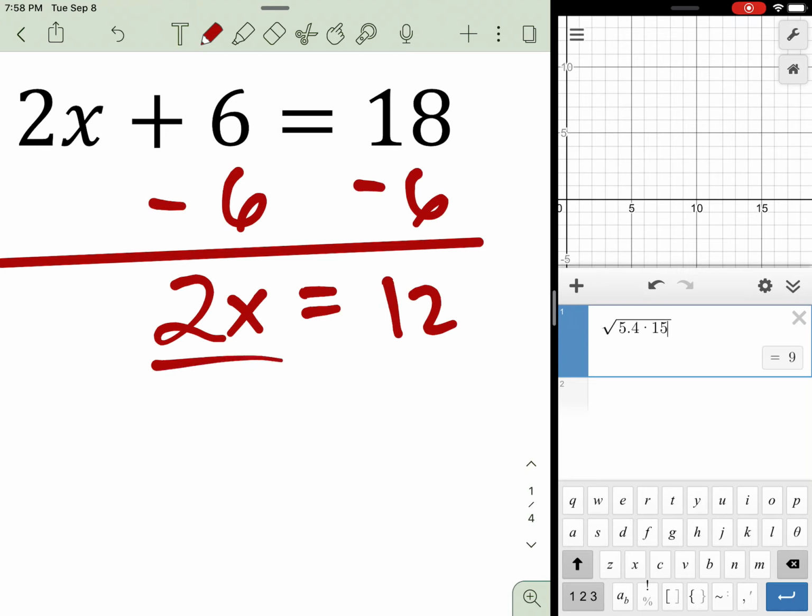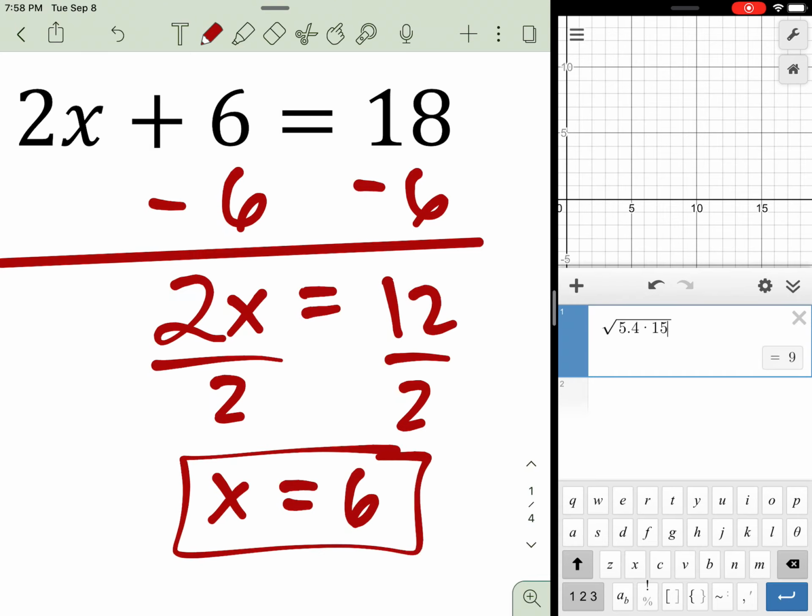Okay, get x by itself, divide by 2, and x is 6.